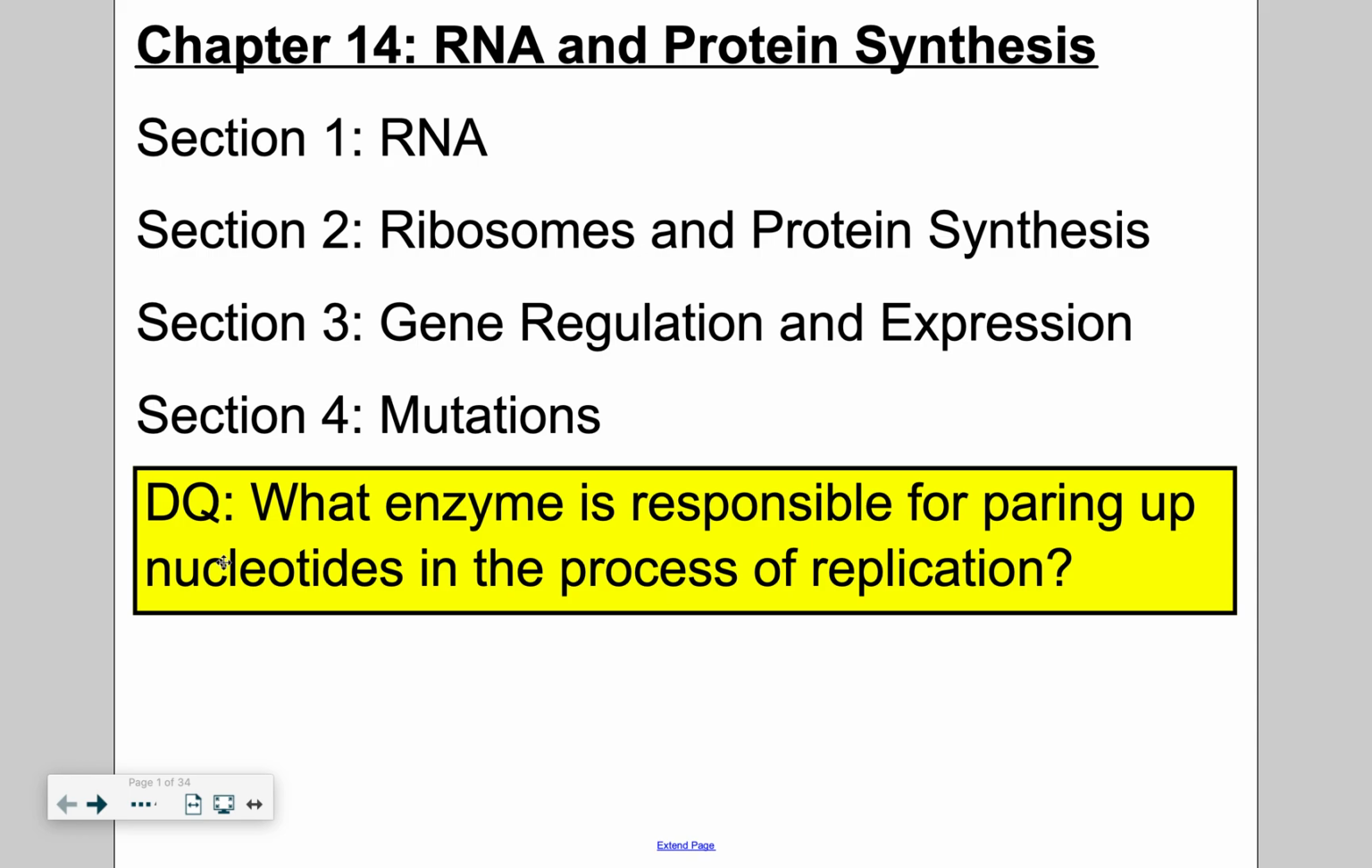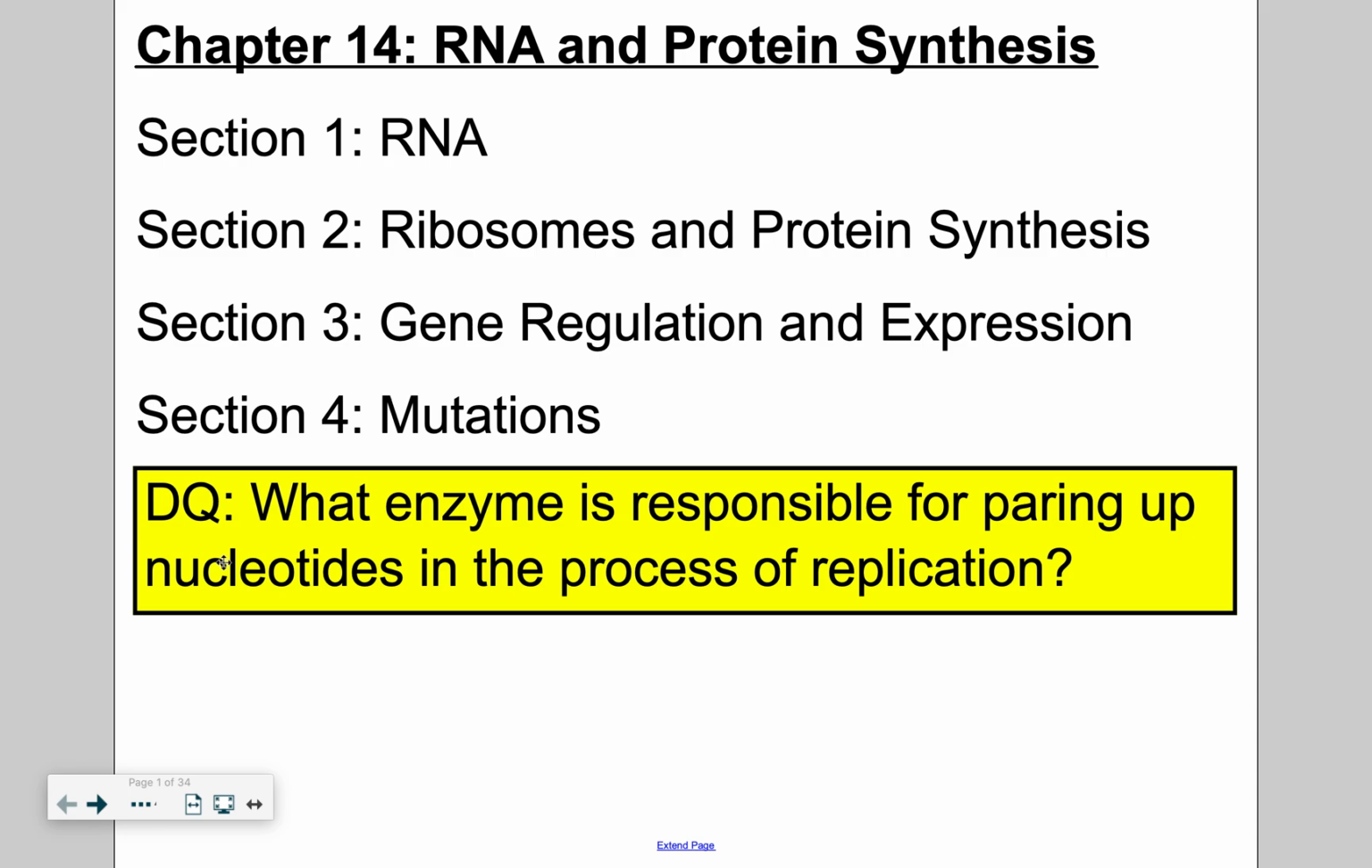And then we had Hershey and Chase with bacteriophages. Then we talked about Maurice Wilkins and Rosalind Franklin with X-ray crystallography, Watson and Crick building models of DNA. And then we ended the chapter with how DNA replicates. Well, we're kind of going to pick up after DNA replicates. What else does DNA do?